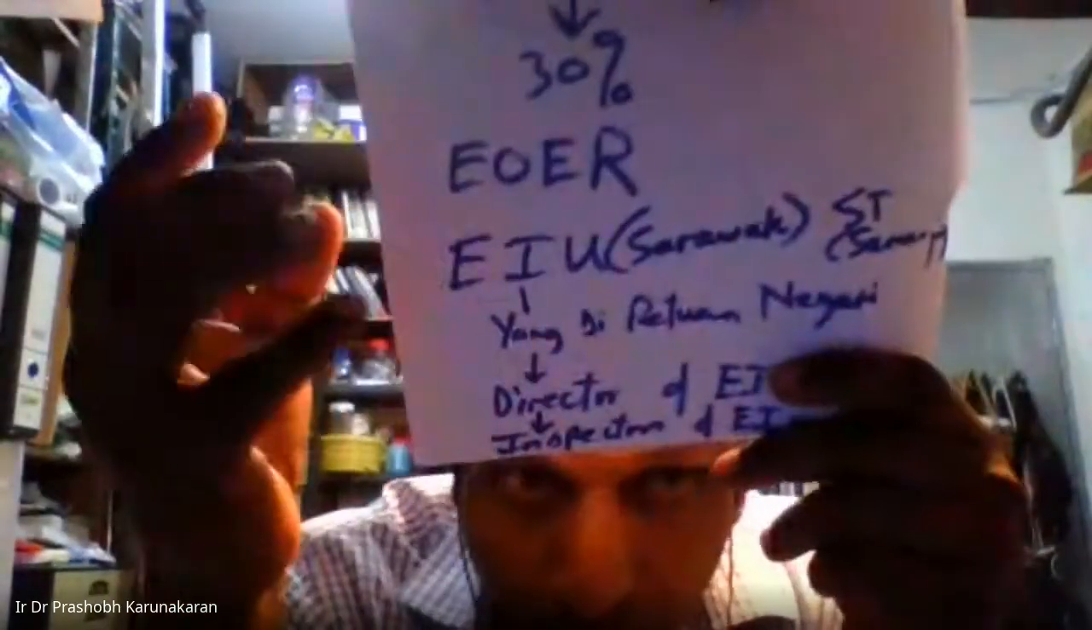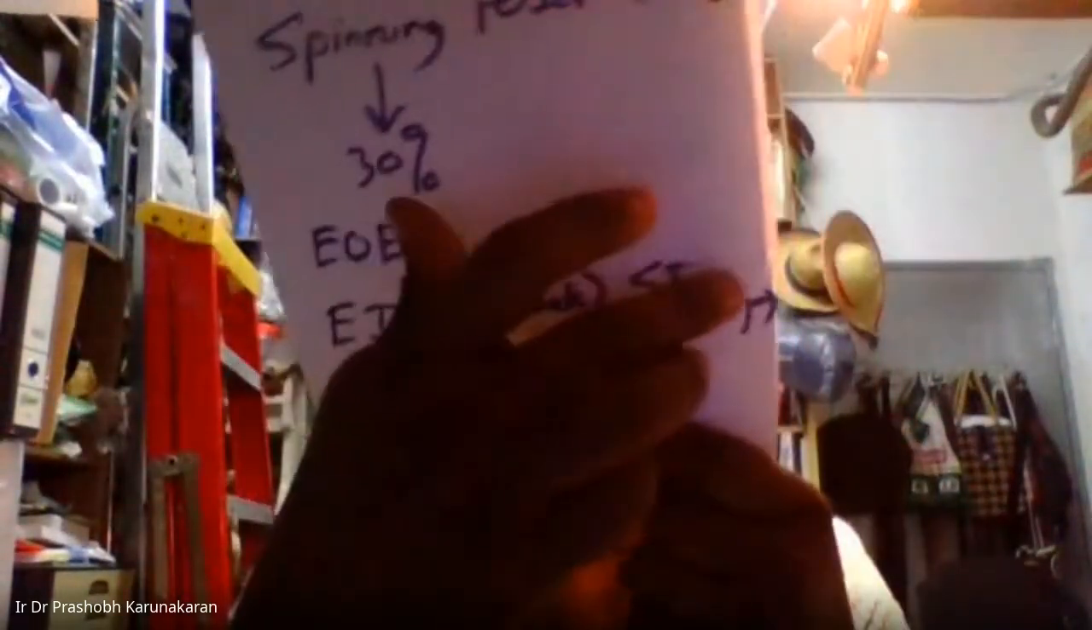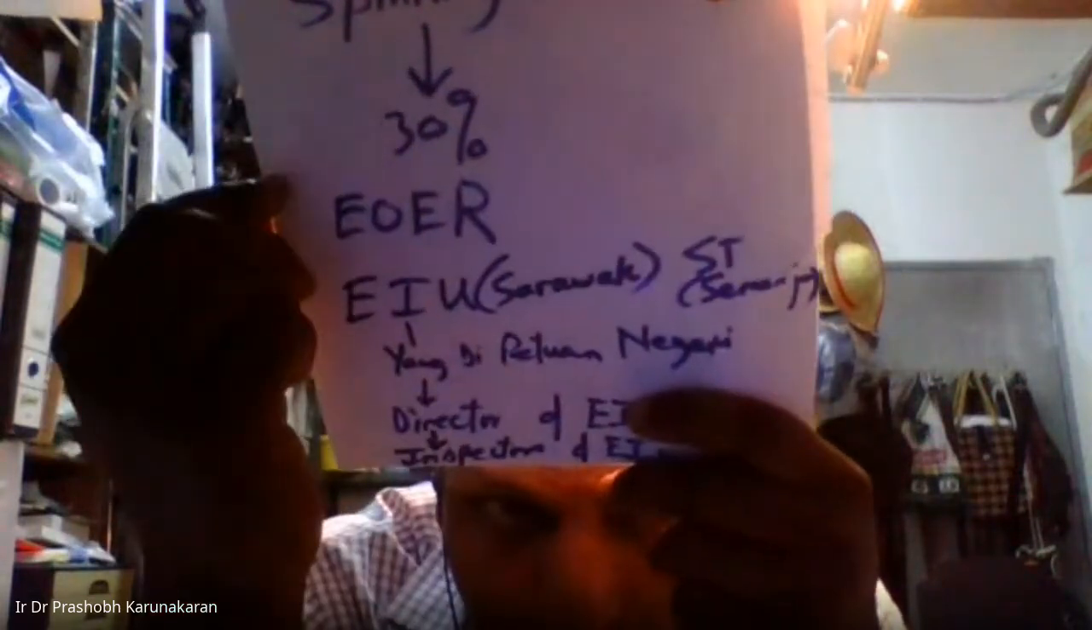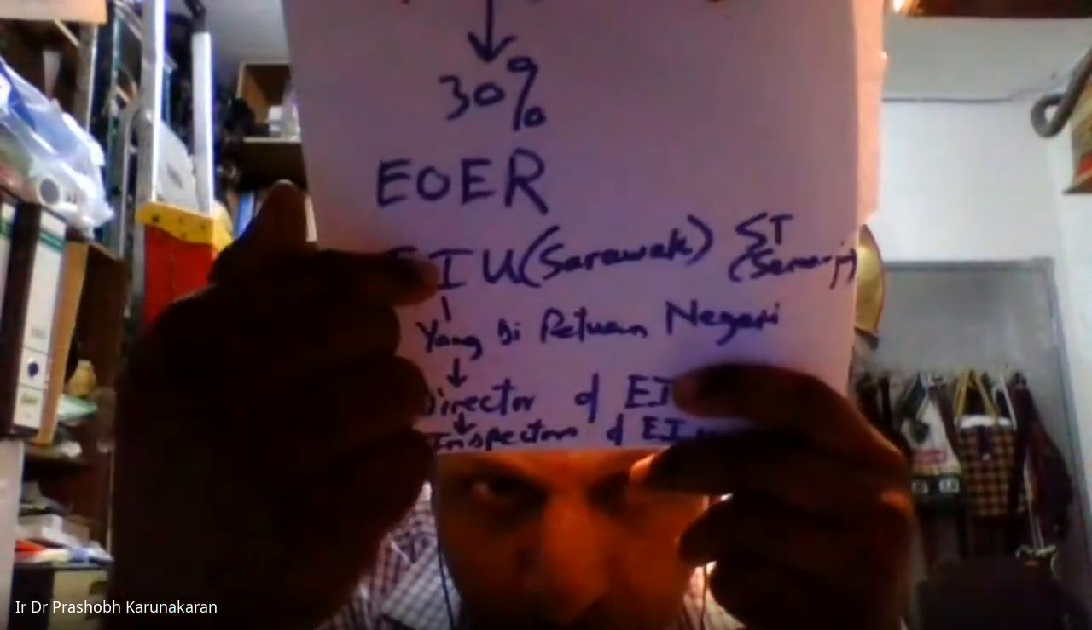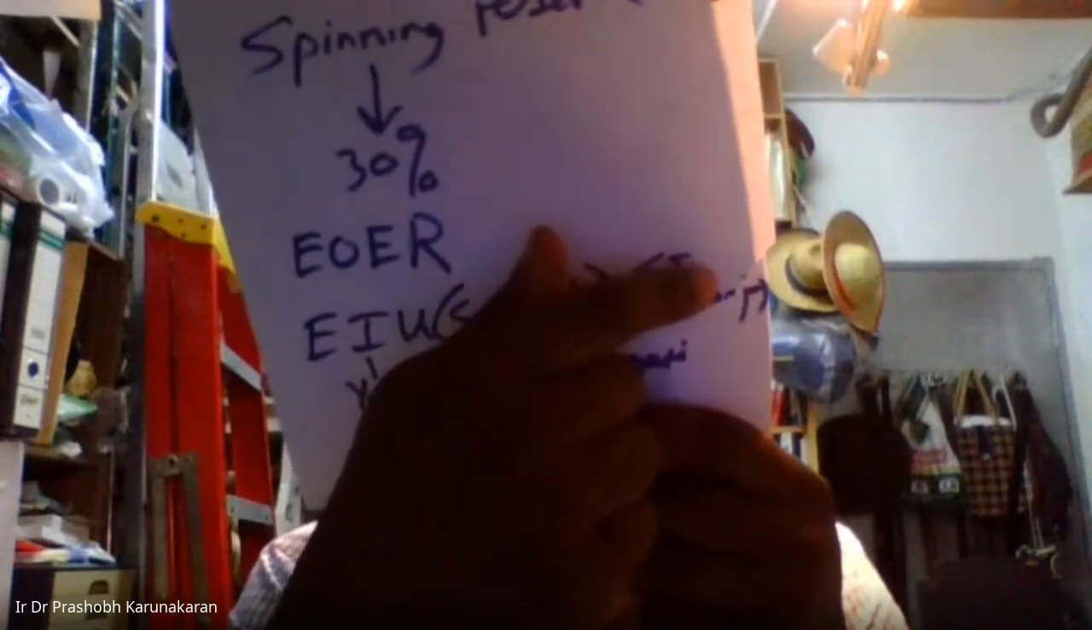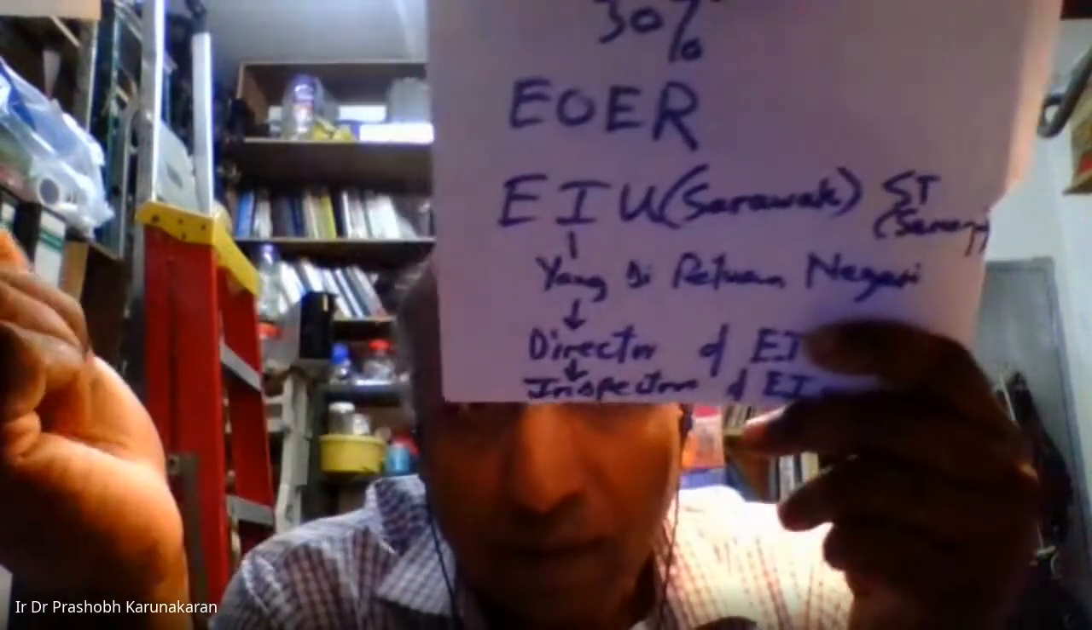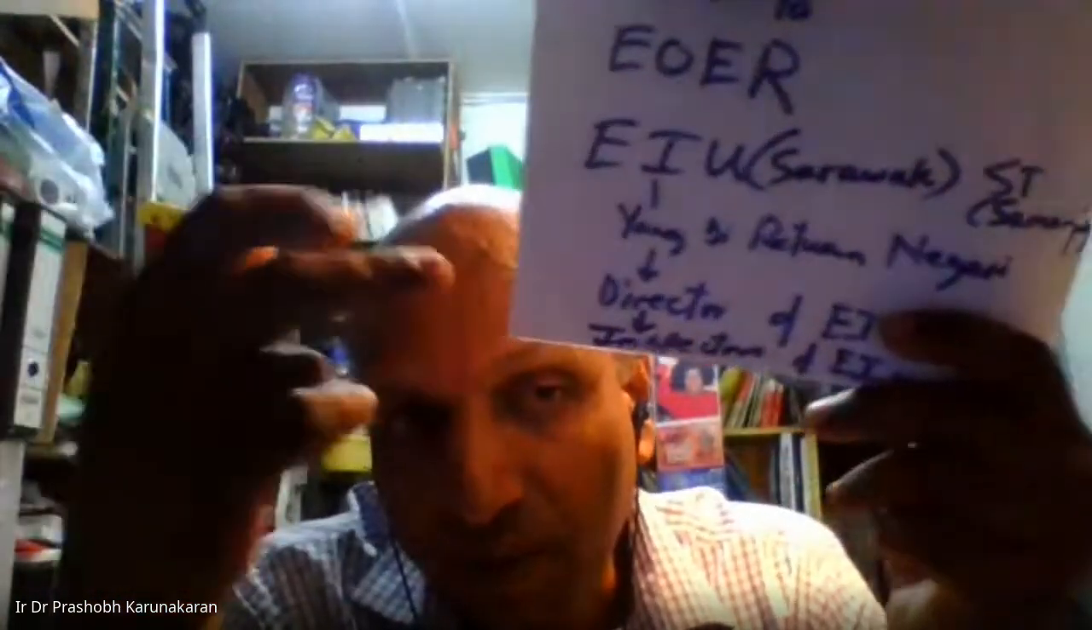EIU is only for Sarawak. Semenanjung is ST, Suruhanjaya Tenaga. So if you get your wireman license here, you cannot go there. Get it from there, you cannot come here. It's a different law. We have two laws different from Semenanjung: the electric law and the labor law. Sarawak labor and electric law is different from Semenanjung. All the rest of the laws are the same.